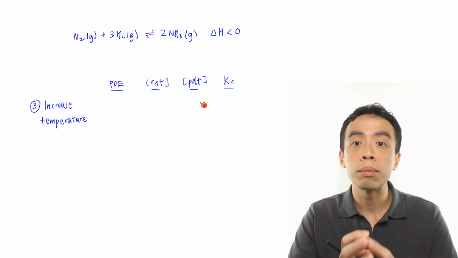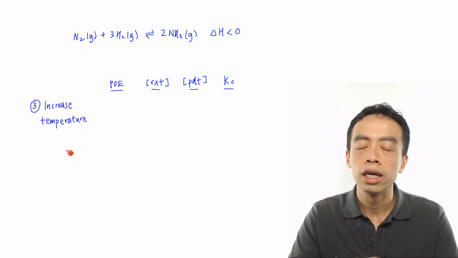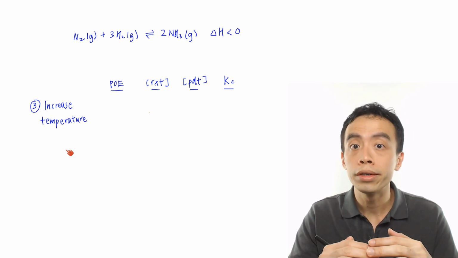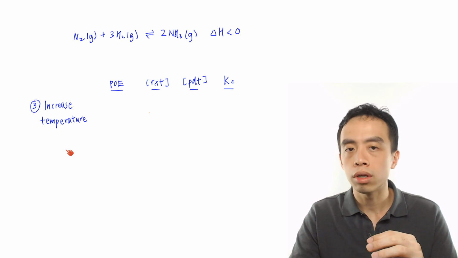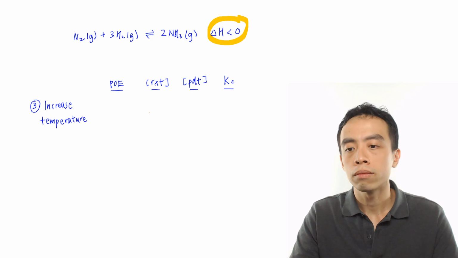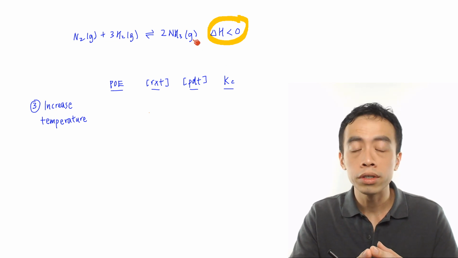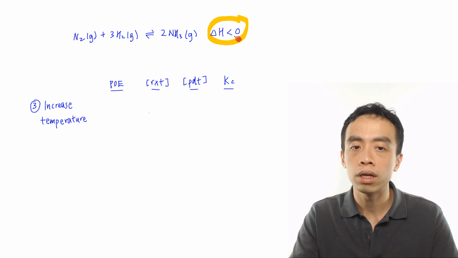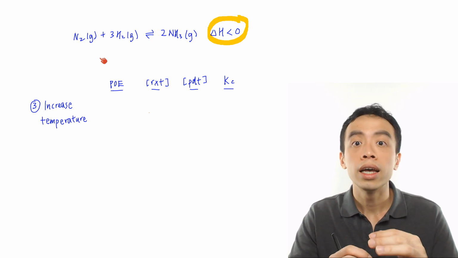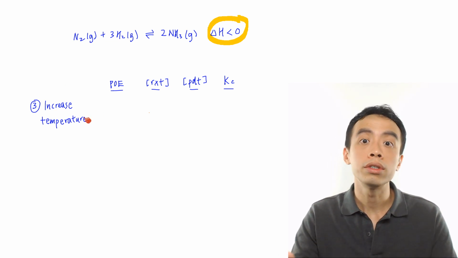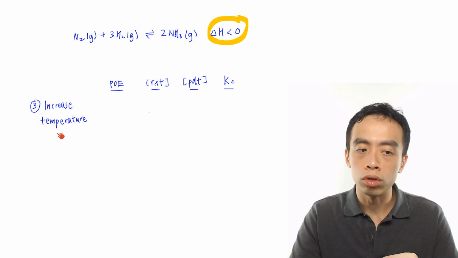Now change number 3, what happens if I increase temperature? Now, if I increase temperature, again, the system doesn't like this increase in temperature. What you want to do is lower the temperature. When there's a change in temperature, what we focus on would be the enthalpy change of the process. Because if, for example, in this case, the forward reaction is exothermic, delta H is a negative term, the reverse reaction is endothermic. So, as mentioned, when you increase the temperature, the system doesn't like this increase in temperature. What you try to do is lower the temperature.